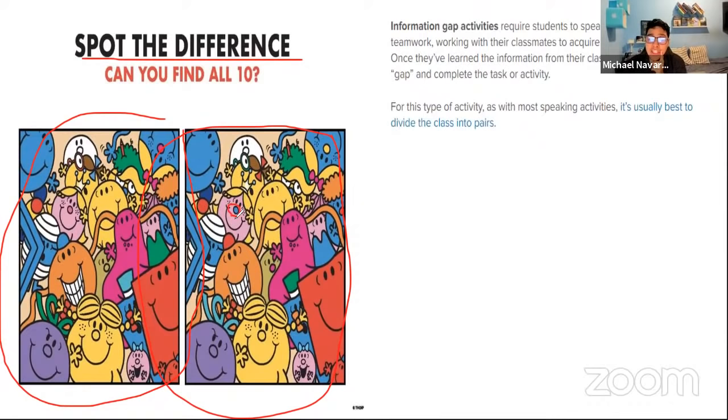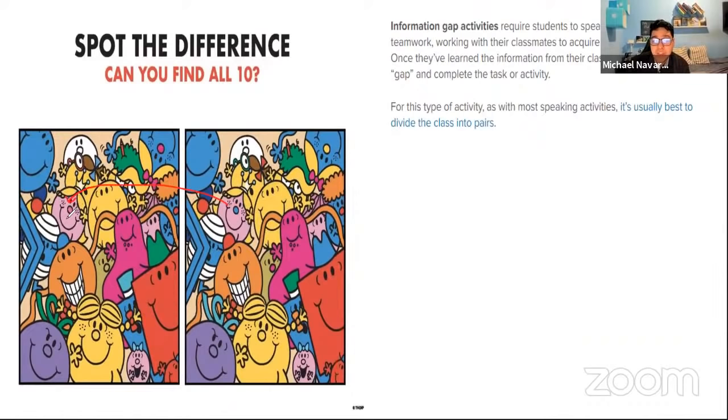Whereas in my picture, or in the first picture, I can see a girl as well whose nose is pink. Teacher, we've spotted one difference. You see? So there is a reason to communicate. And you can do this with other pictures. There are several pictures on Google, right?